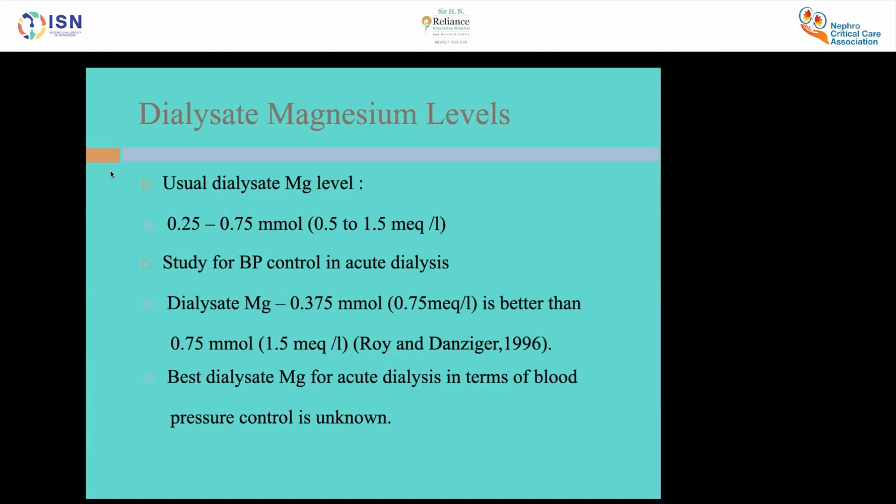Dialysate magnesium levels. Usual dialysate magnesium levels are 0.25 to 0.75 millimole, that is 0.5 to 1.5 milliequivalent per liter. In acute dialysis, a dialysate magnesium of 0.75 milliequivalent per liter is better than 1.5 milliequivalent per liter in view of BP control, as magnesium is a potent vasodilator. The best dialysate magnesium for acute dialysis in terms of blood pressure control is not known.